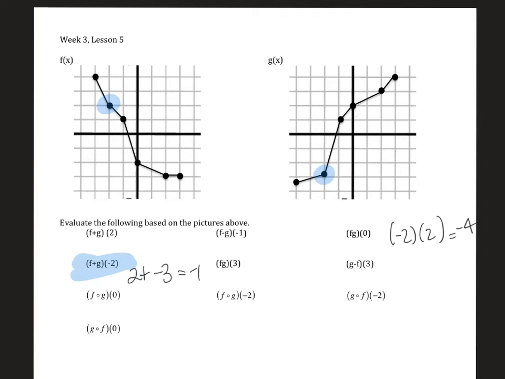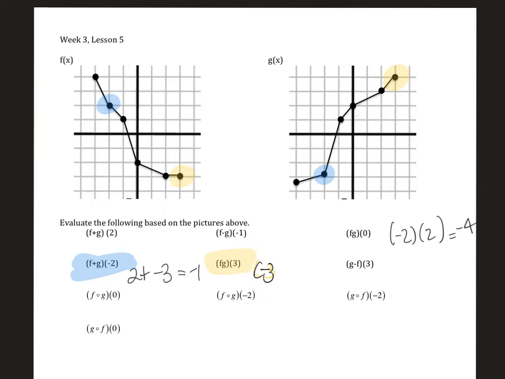Okay, let's try this one. I hope you can see that yellow. This is going to be multiplying the two function values at 3. So the f function at 3 is here. The g function at 3 is here. So let me multiply those together.